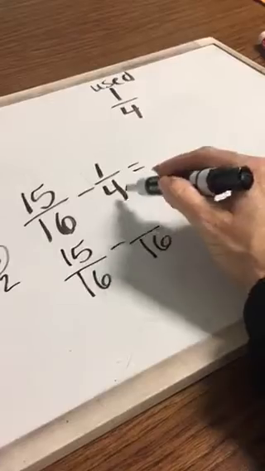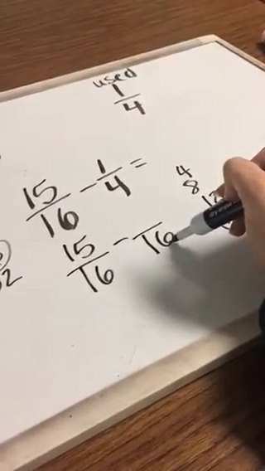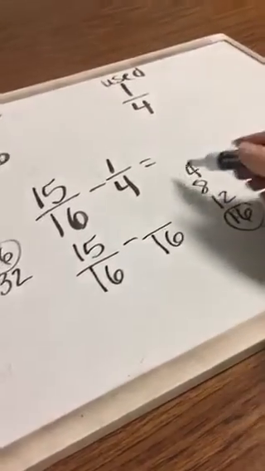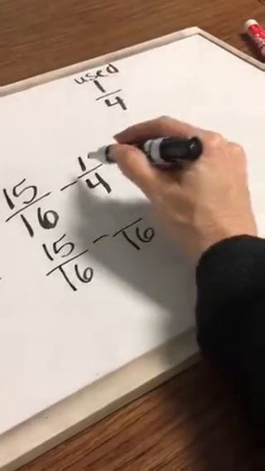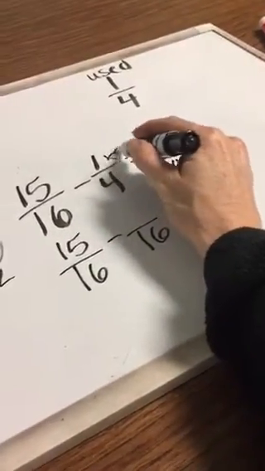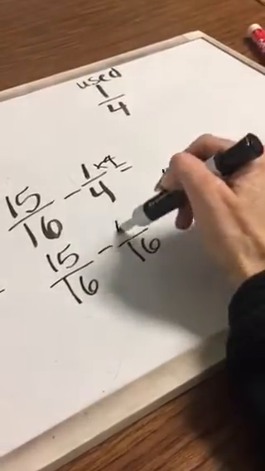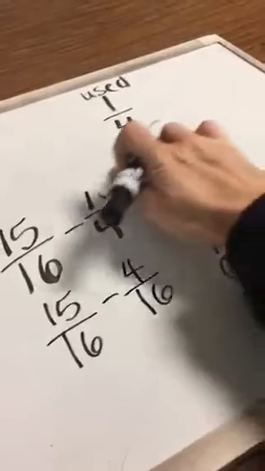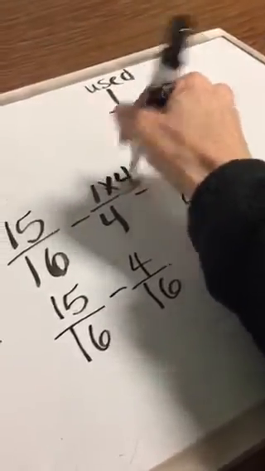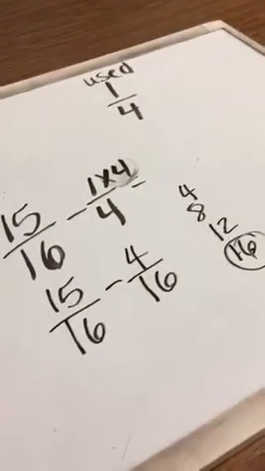However, this 4, I had to change it to a 16 to make it a common denominator. So that would be 1, 2, 3, 4 times. So this would be times 4. That means that this is going to become 4. Sorry, I know that looks a little messy, so times 4. Okay, so that would be times 4.